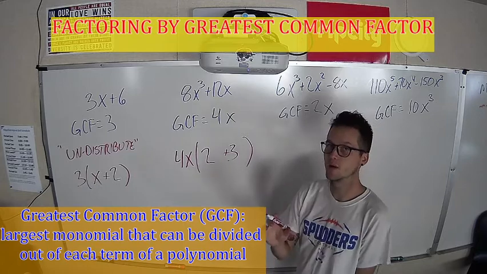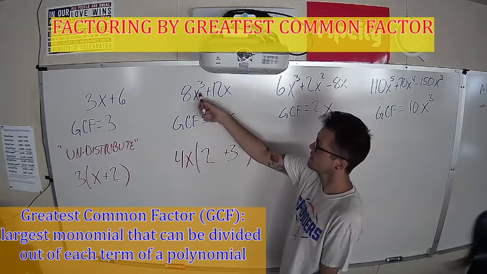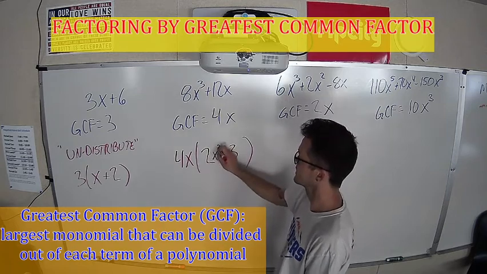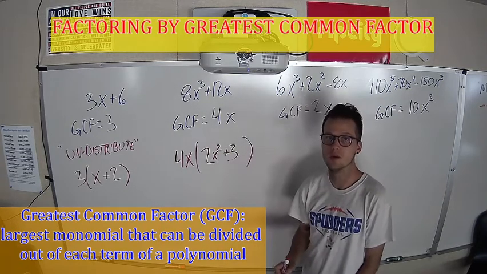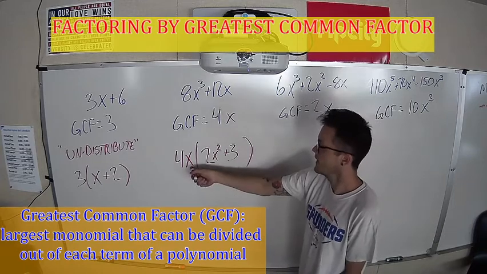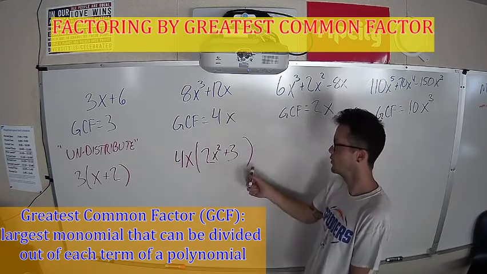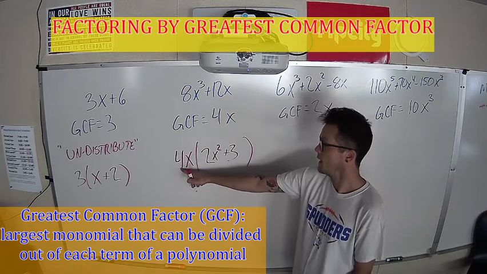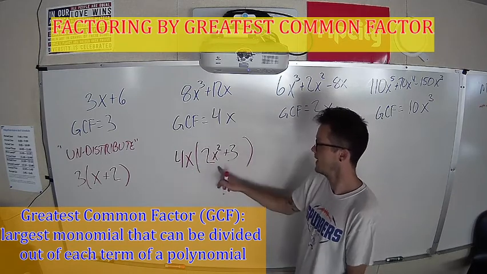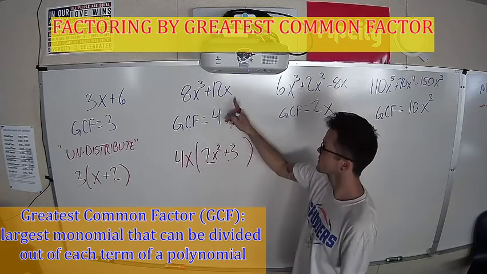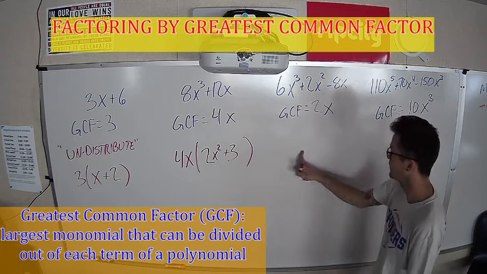But we can't forget about our x's. If we divide x cubed by x, well, that's going to be x squared. We just subtract 1 from the exponent. And then if we divide x by x, well, that's 1. So 3 times 1 is just 3. So this one's good. And again, we can check it. If we multiply the 4x back in, we get 8x to the third power plus 12x. Yep, and that matches. Cool. Moving on.